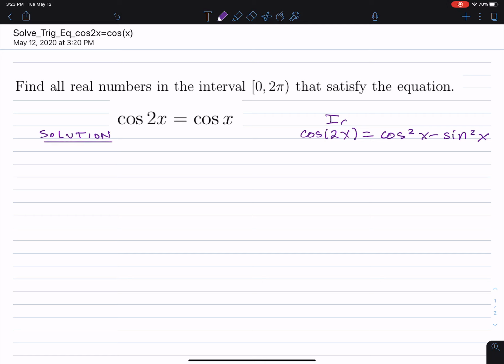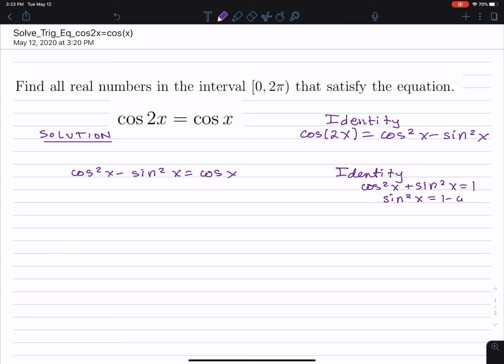So this is an identity. It's true for all values of x. So I'm going to get cosine squared x minus sine squared x equals cosine x. Now what I want to do is swap out sine squared x from this equation so that I only have cosine. So I'm going to use that sine squared x equals 1 minus cosine squared x.